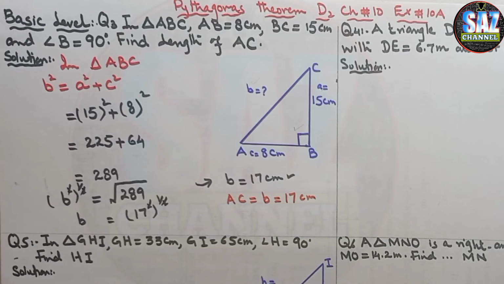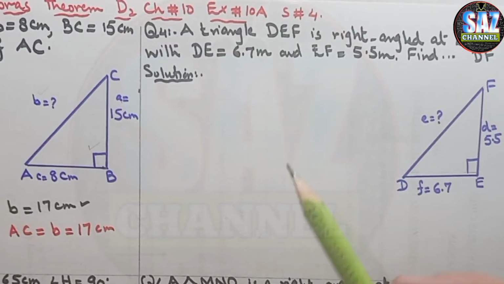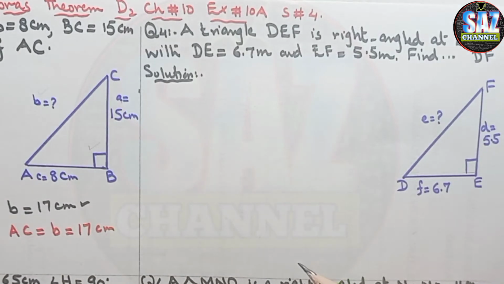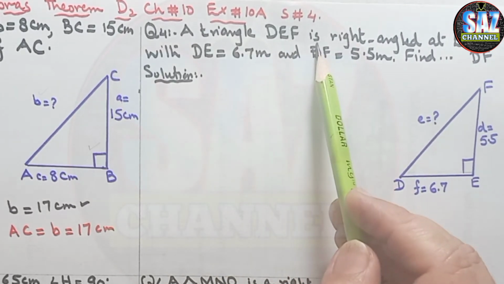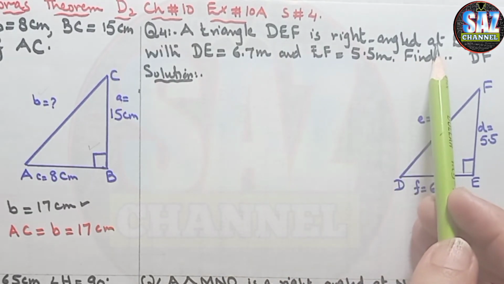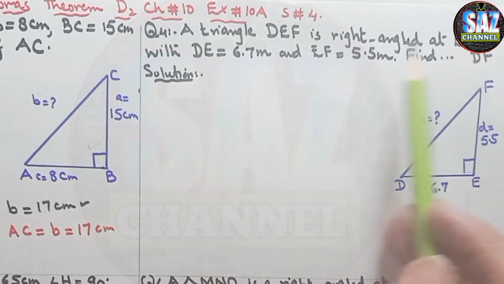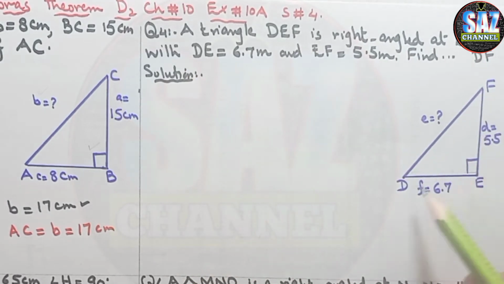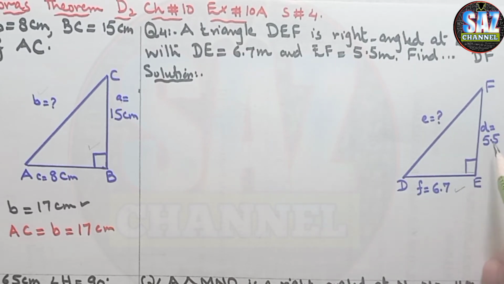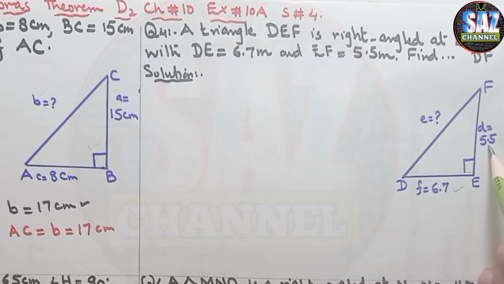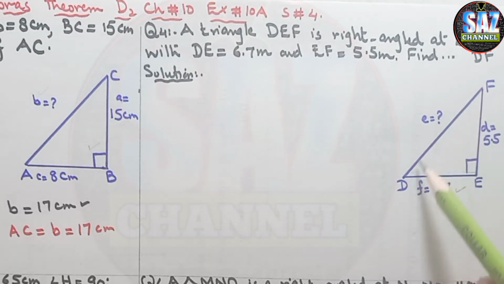Very easy questions. And now let me read question number 4 from the book, and let me confirm the question. It's really important that before solution of the question, you confirm the question. A triangle DEF is right angle triangle at vertex E, with DE is 6.7 meters and EF is 5.5 meter, and we have to find the length DF.